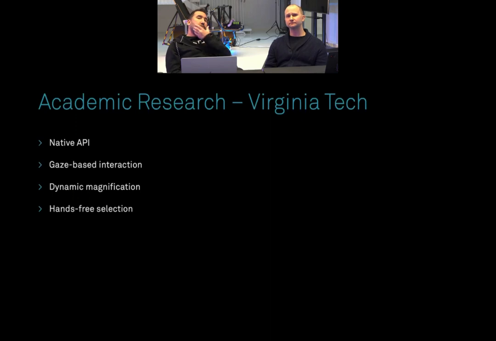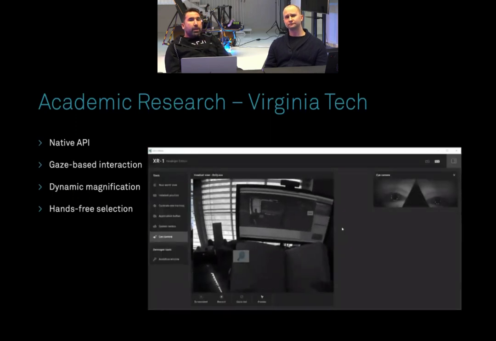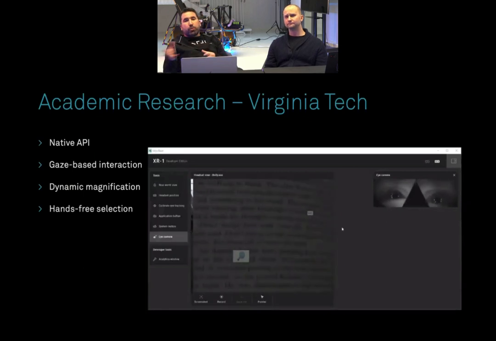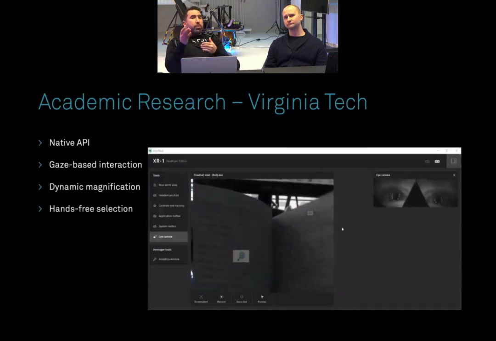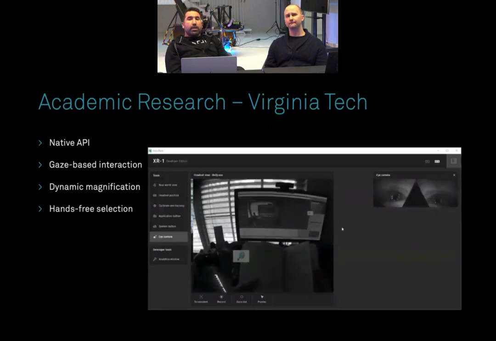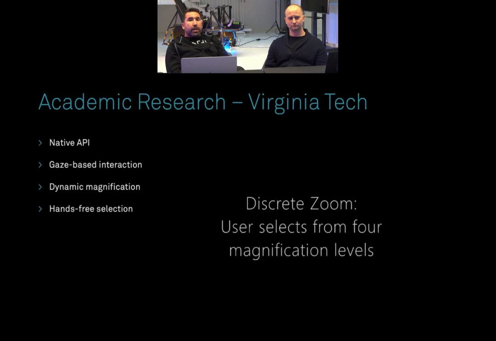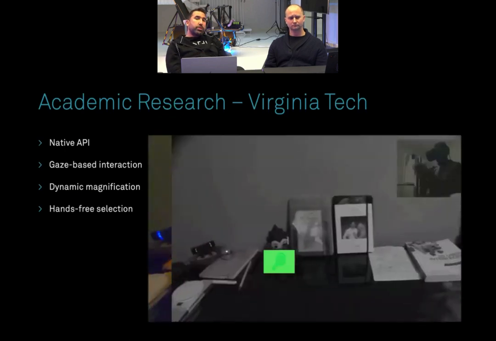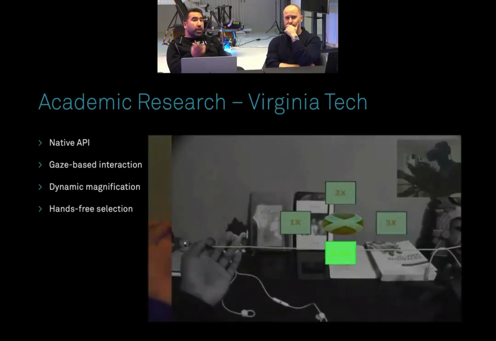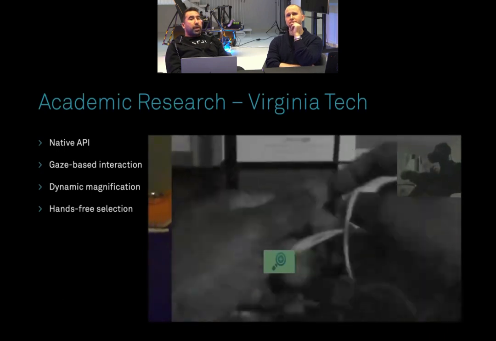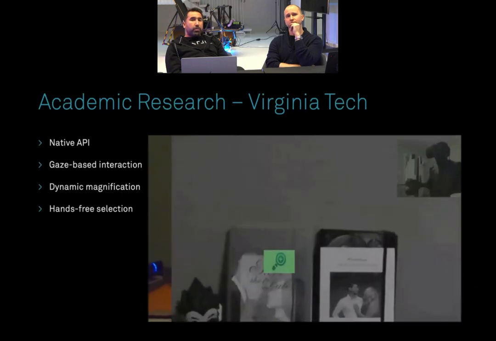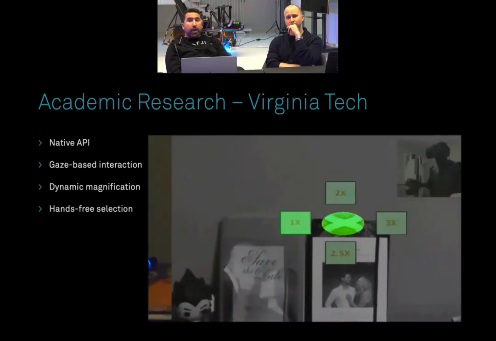In the academic research context, Virginia Tech researchers used our native API and developed a gaze-based interaction to use eye tracking as an input modality, which means that you can, for example, zoom in by closing one eye and zoom out by closing the other eye without using your hands. They also studied the way to interact with the menu using eye tracking to change the zoom levels, and to go back to the normal view, again with the eye as an input modality.